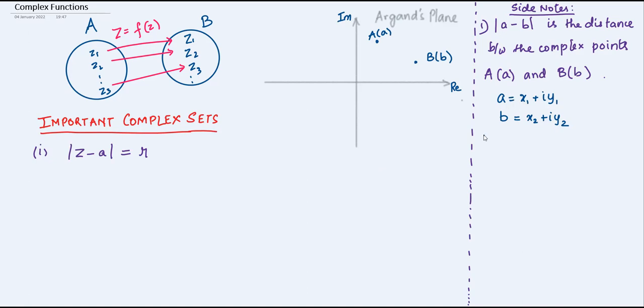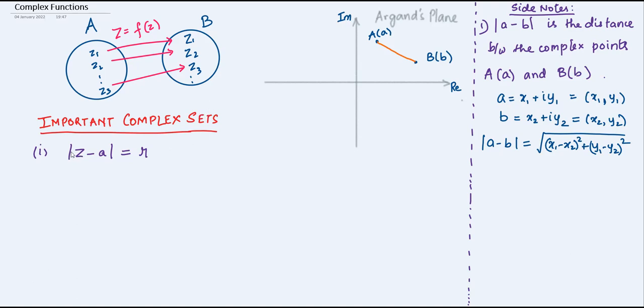So modulus of A minus B. We can write this as (x1, y1) in Cartesian form and (x2, y2). Now the modulus of this is the square root of (x1 minus x2) the whole squared plus (y1 minus y2) the whole squared. So modulus of A minus B represents the distance between the two points A and B.